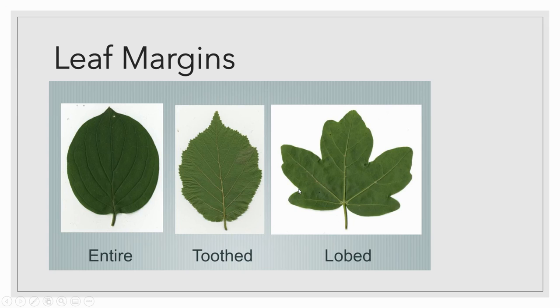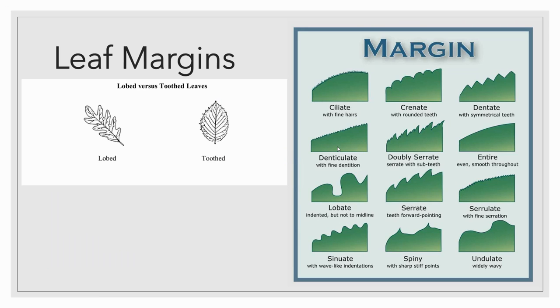But it's one of the most common leaf margins that we're going to focus on, at least for this class. So we have entire, toothed, and lobed. Let's take a look at some more examples. Lobed versus toothed leaves. So here's another lobed leaf, and here's a toothed leaf right there, right?